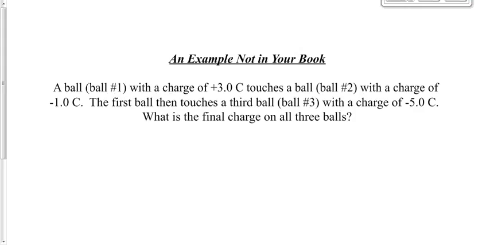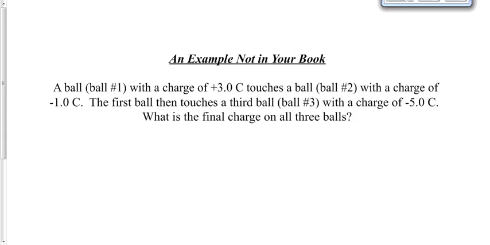So that when I touch a ball number 1 with a charge of 3 coulombs, which is a really big amount of charge, to another one that has a charge of -1 coulomb, and then I touch the first one to a third one that has a charge of -5, then in each interaction there, the charges are going to balance out. How do we figure out what the final charge is on all three of them?